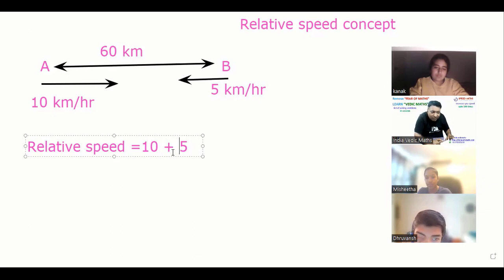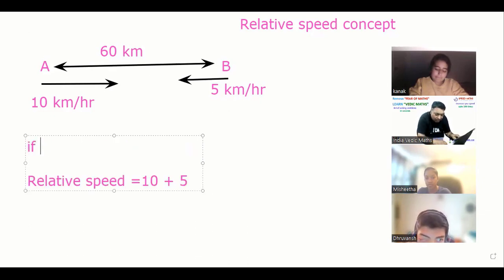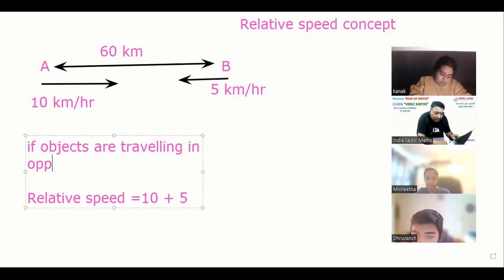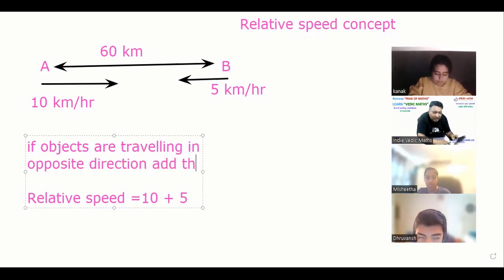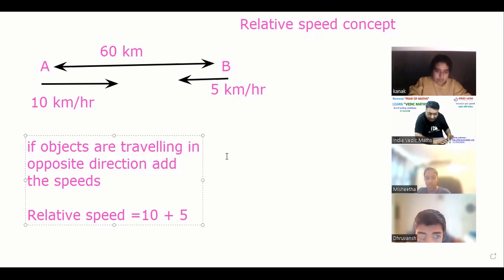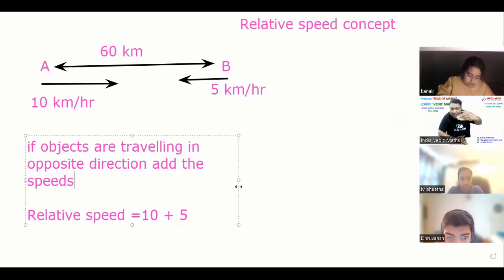So the concept I'll write here first. If objects are traveling in opposite direction, you add the speeds. That is the concept. Here they are moving in opposite directions or not? A is coming from left to right, B is coming from the other side. So if they are moving in opposite directions, you add the speed.